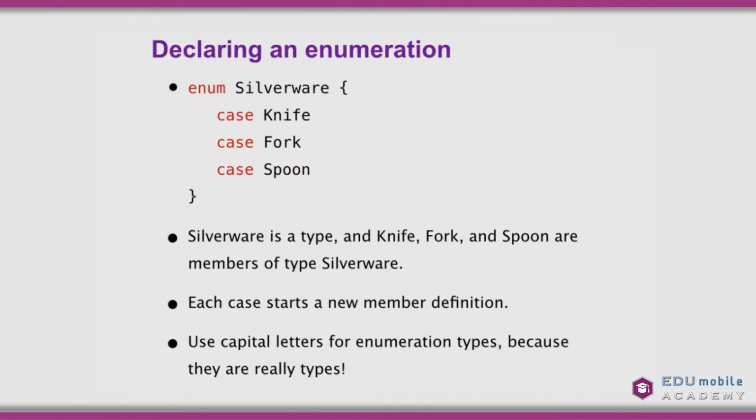Notice that everything is uppercase here. Silverware is a type. Knife, fork, and spoon are members, aka subtypes, of Silverware. Each case starts a new member definition. Use capital letters for enumeration types and their member types because they are really types. It's kind of a C convention or an Objective-C convention, and it certainly is a Swift convention that we use uppercase letters to denote types.